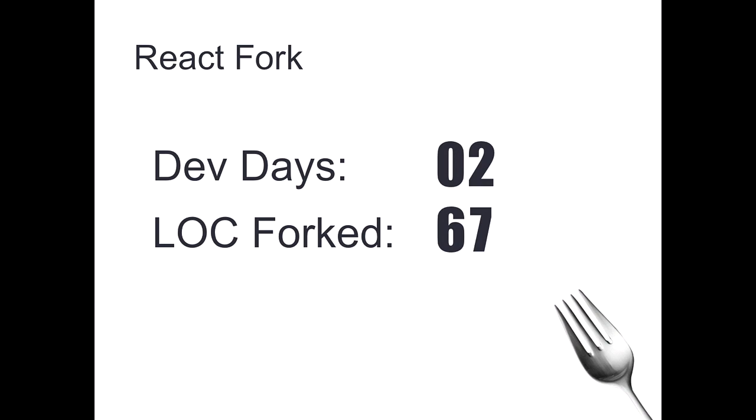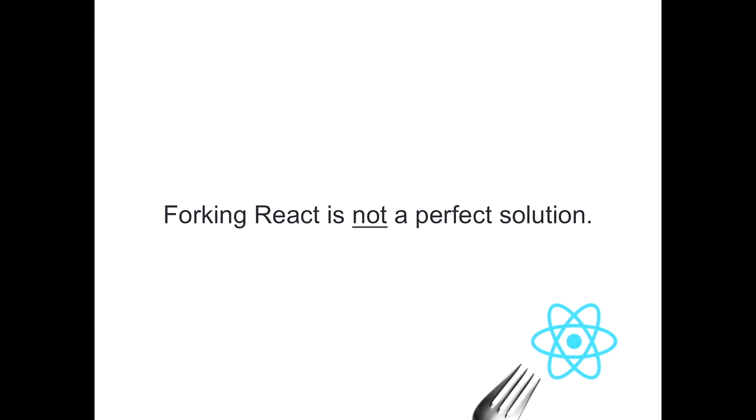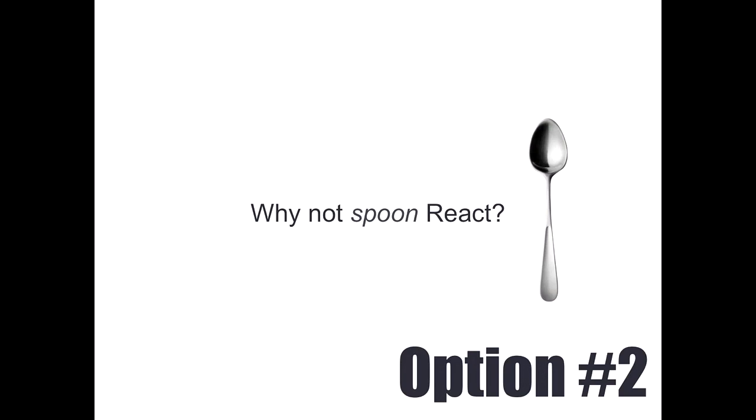But that said, forking's not a perfect solution, right? And there's some obvious downsides, specifically that React continues to move forward. If you look at the internals of React, there's been a lot of refactoring in the last 2 minor versions. And so if you fork, you kind of get off the train. We'd like to be on the train. And so why not spoon React instead?